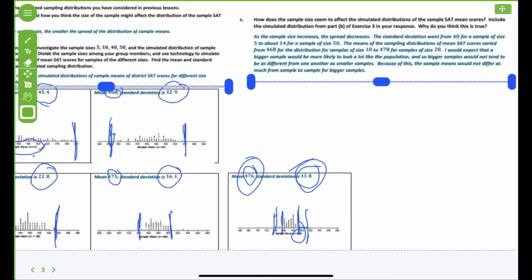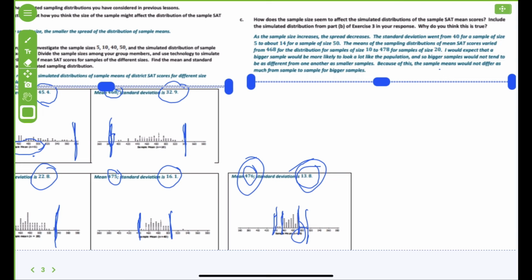I would expect that a bigger sample would be more likely to look a lot like the population. So the bigger samples would not tend to be as different from one another as smaller samples. And what that means is if you're getting a higher sample size, of course your mean should be getting closer to the actual population mean. Because of this, the sample means would not differ as much from sample to sample for bigger samples.